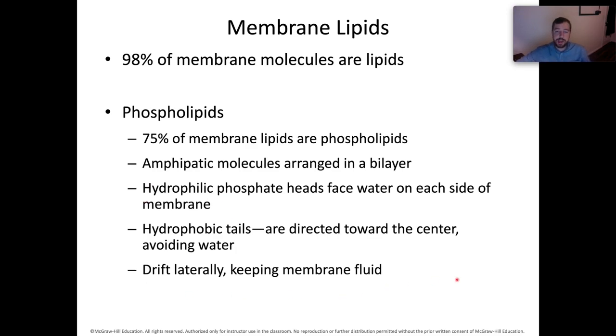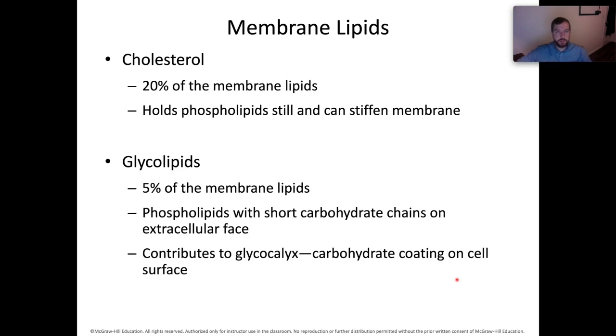They will drift laterally, meaning that the membrane is constantly fluid, so it's not like a wall where one brick stays in the same place. You can think of it more like a bubble around the cell.